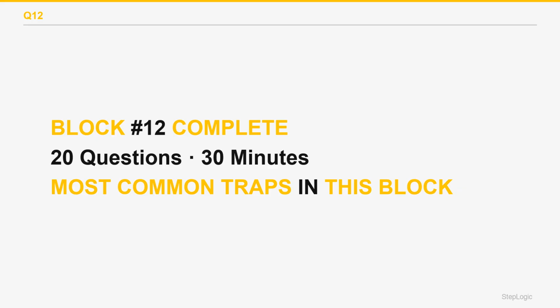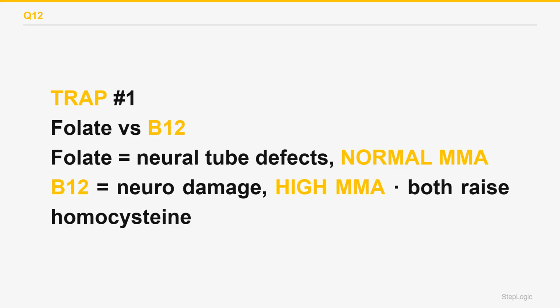Block 12 is done. Let's review the 5 biggest traps from this block. Trap 1. Folate versus B12. Both cause megaloblastic anemia, but folate deficiency causes neural tube defects with normal methylmalonic acid, while B12 deficiency causes neurologic damage with elevated MMA. The MMA tells them apart.